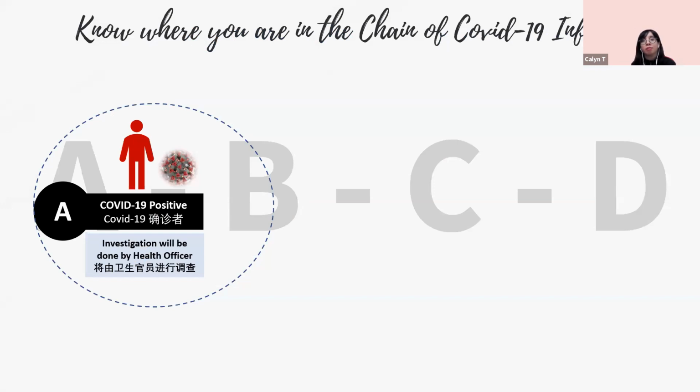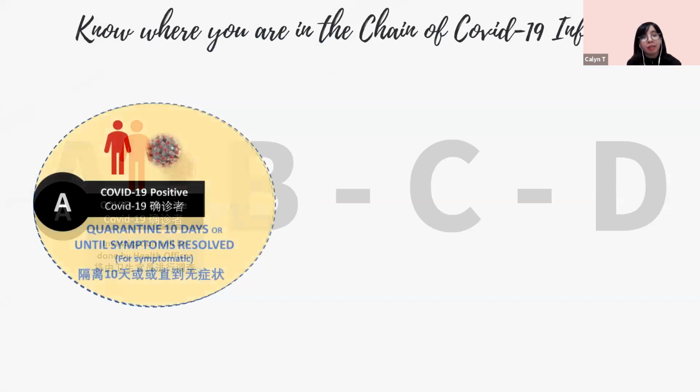So it's very important to know where you are within the COVID-19 infection chain. So if you're a COVID-19 positive person, what you do is investigation will be done by the health officer, right? And what you know is you need to quarantine 10 days or until your symptoms are resolved, especially for those who are symptomatic. Where you're going to be quarantined is usually determined by the health side. Okay, so it's very easy.